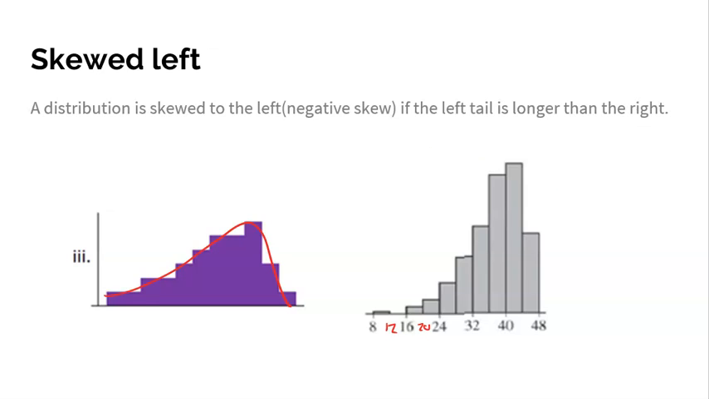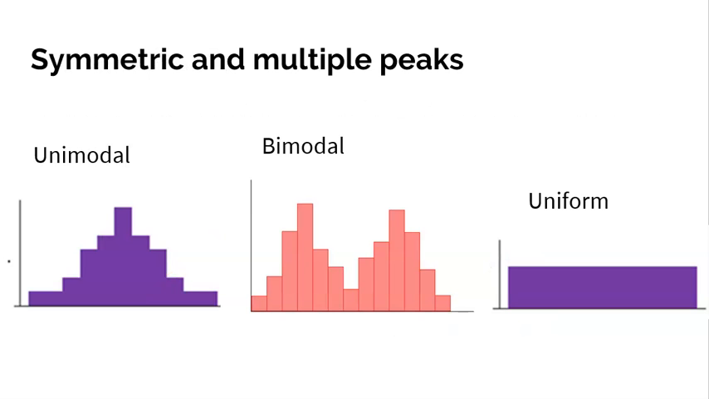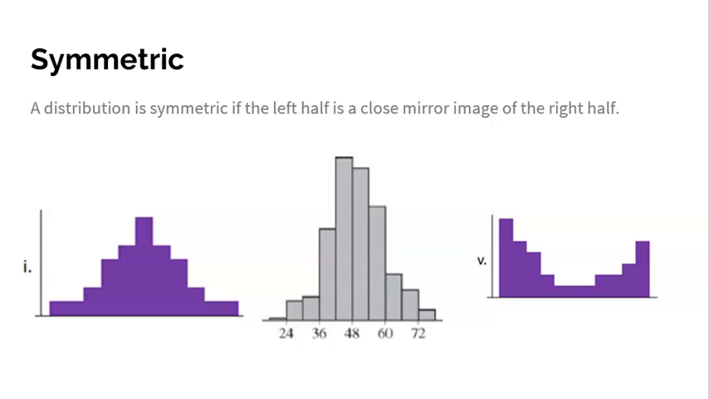So those are two really important ways to describe shape. Another way is symmetric. Oh, I skipped that. Sorry, here's symmetric. Another way is symmetric. A symmetric distribution is when your left half of your data looks pretty close to the right half.